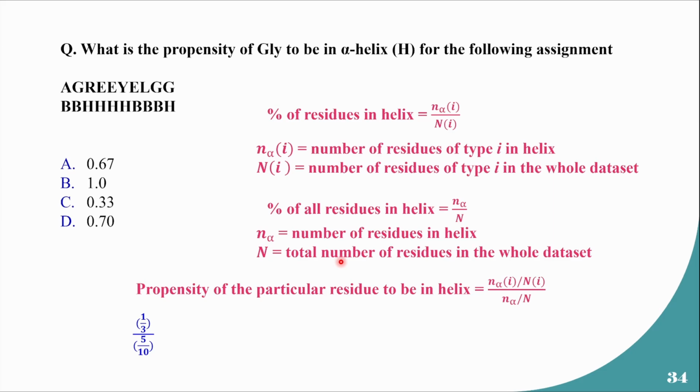So this is kind of a normalization calculation, I guess you can say. You have to normalize by the percentage of all residues in helix. Here you have 1 by 3 for the n alpha i by n i, and here you have 5 by 10 for the n alpha by n. If you compute that, you will get 0.67. So the propensity of glycine to be present in alpha helix will be 0.67, right? You can use the formula here to do this kind of calculation.